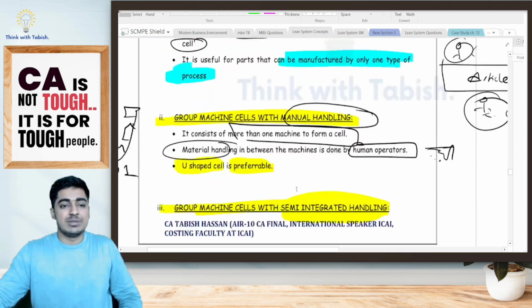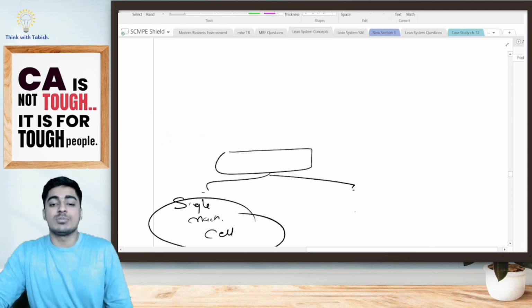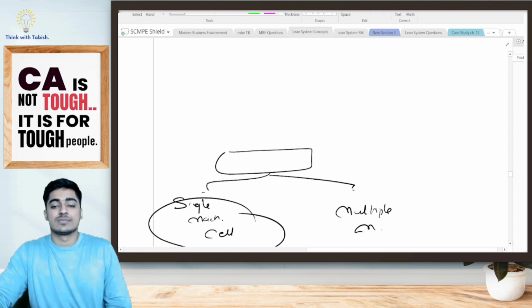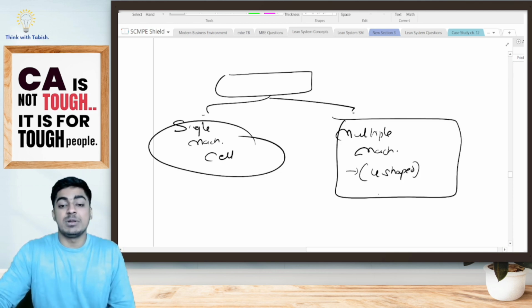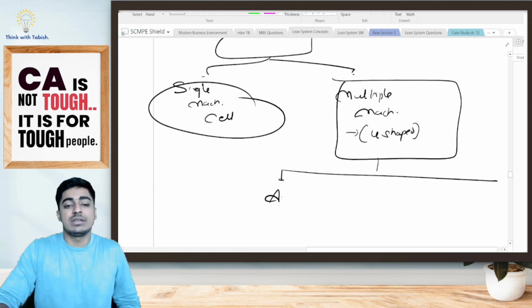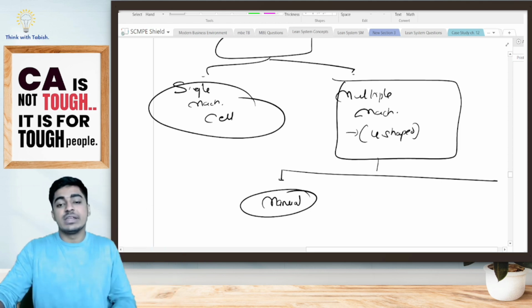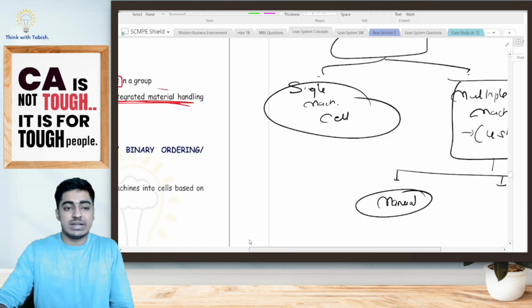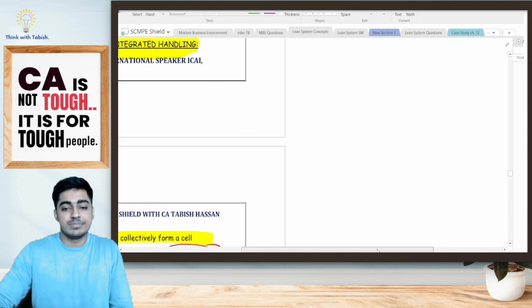Single machine cell. Or else you say no, a single machine is not sufficient. To form a cell, I want multiple machines. Yes, if it is multiple machines, we would generally prefer a U-shaped model. Now in multiple machines, how is material handling happening? Either material handling will happen manually. There will be people who will pick from there, transport, and drop there. Either manual, or it could be semi-automatic, which is through a conveyor belt. It is called a semi-integrated system.